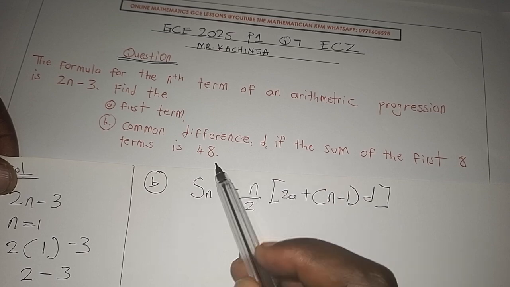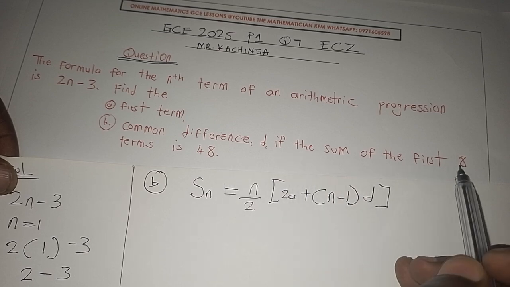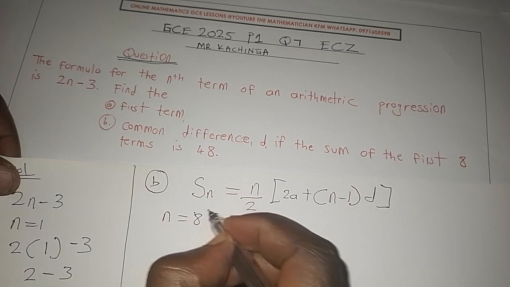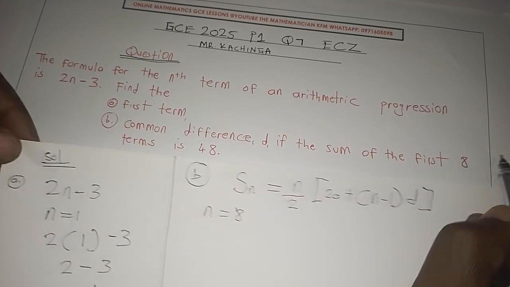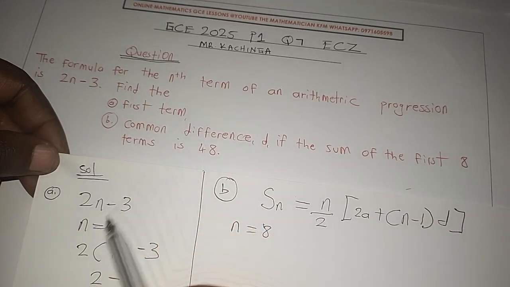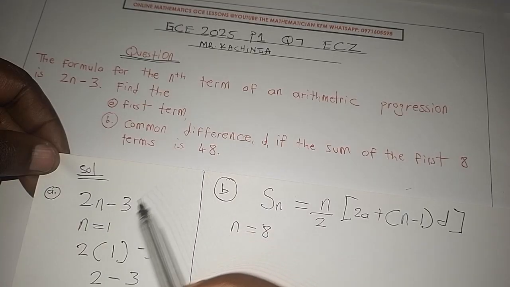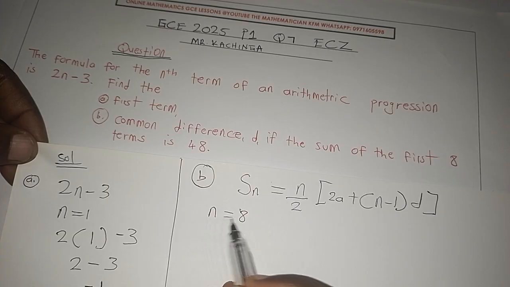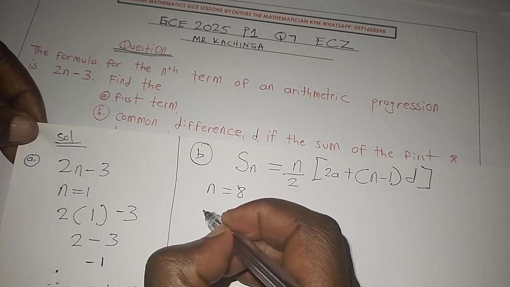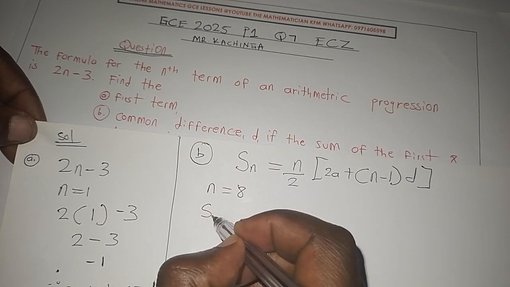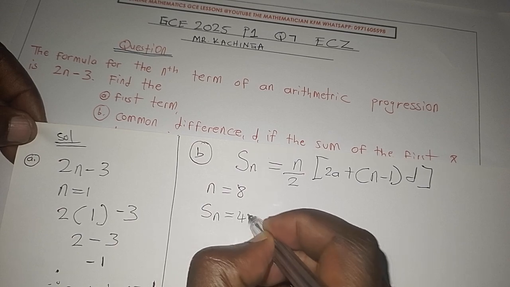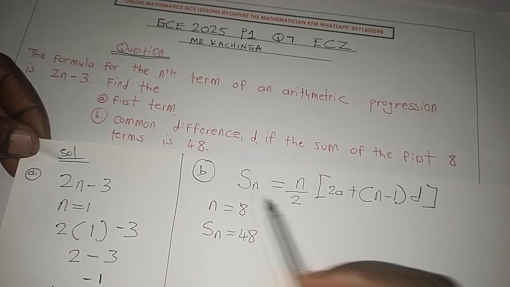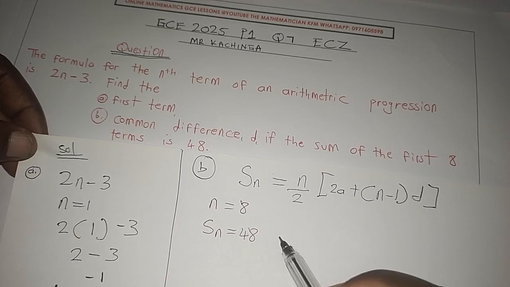Now remember, they are saying the sum of the first 8, you see that? So meaning that your n will be equal to 8, since they are saying first 8, just like we did here. For the first term, n was 1. If it was the second term, I told you it could have been 2. Now here they are saying first 8 terms. So n will be 8. Then the sum of n, we have been told, is equal to 48. The sum of the first 8 terms is 48, meaning the sum for this formula should be equated to 48.